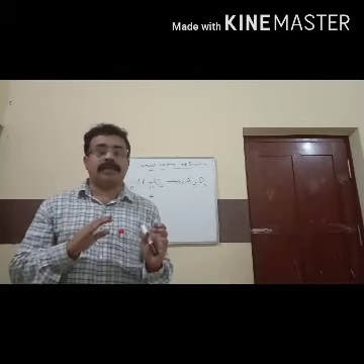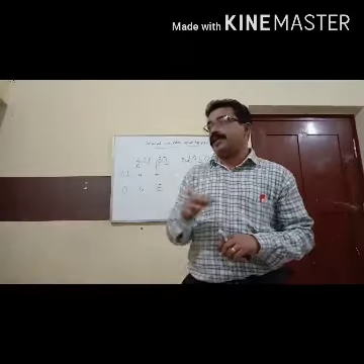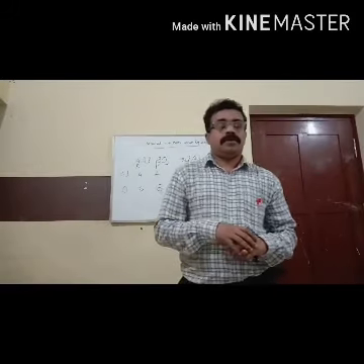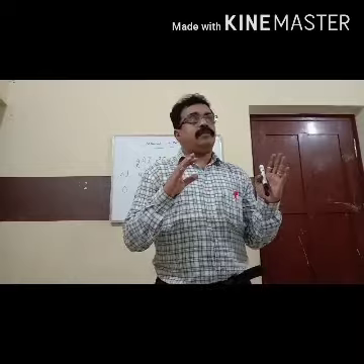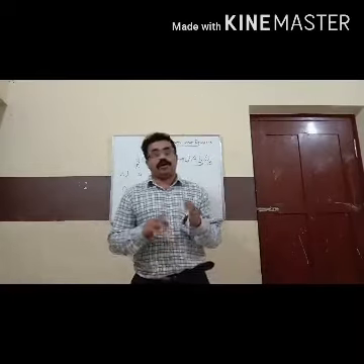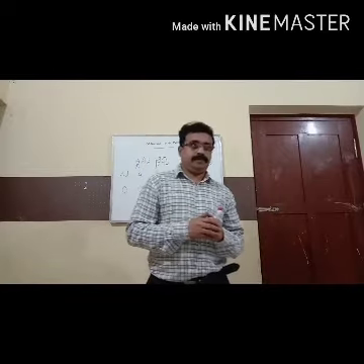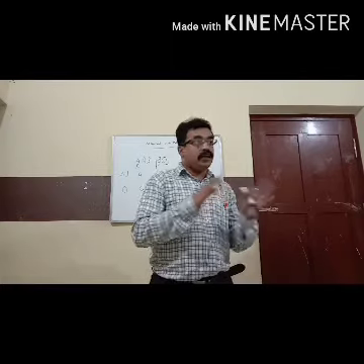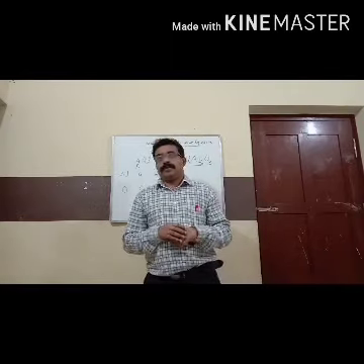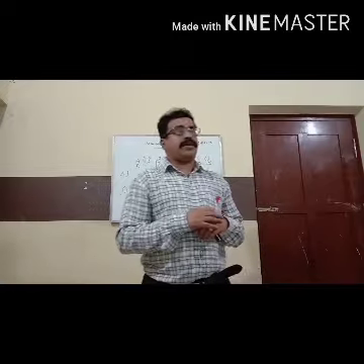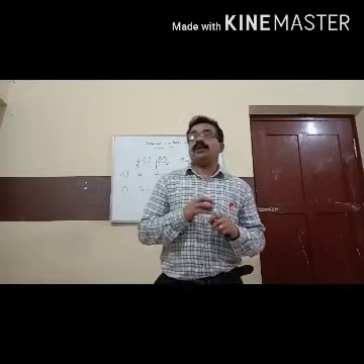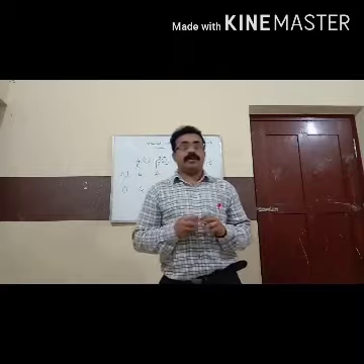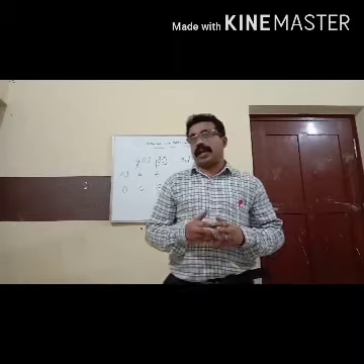Types of chemical reactions. Friends, now we will discuss the types of chemical reactions. We have mainly 5 types of chemical reactions. 1. Combination reaction or composition reaction. 2. Decomposition reaction. 3. Displacement reaction. 4. Double displacement reaction. And the 5th one is dissociation reaction.